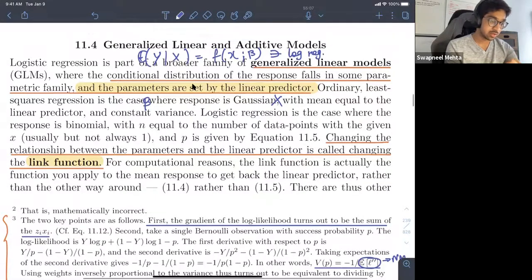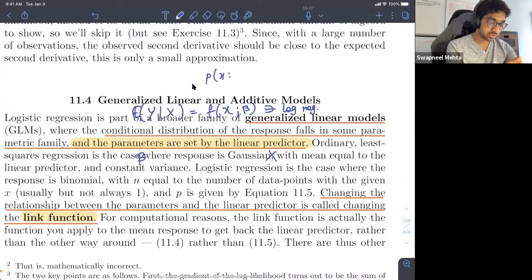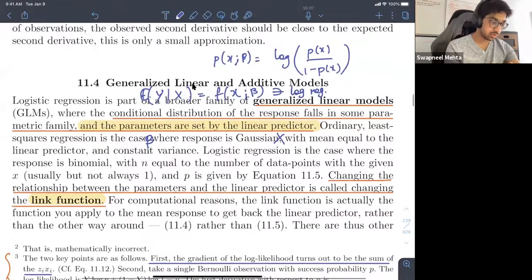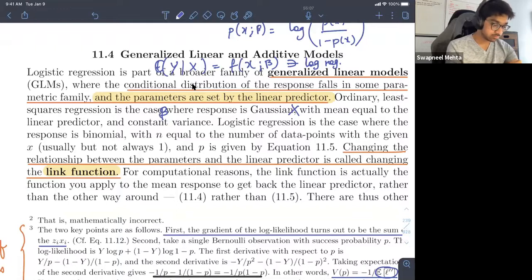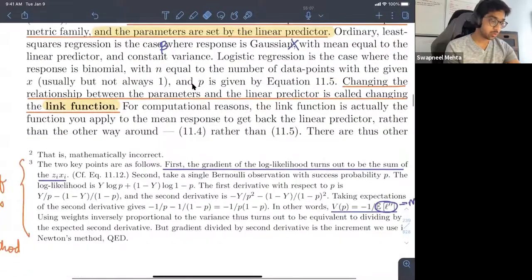So far we've just done p of x beta equal to this log px or minus px, that sort of thing. But we can do so much more. Like we can define any sort of function. And so this general family is called generalized linear models.